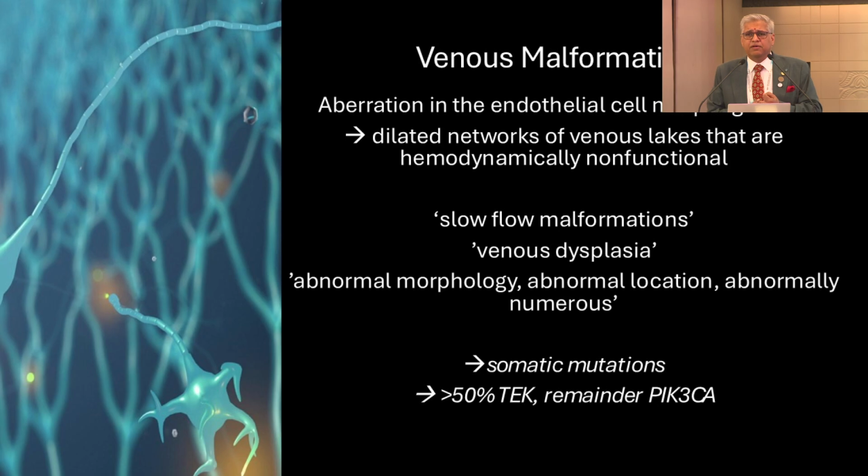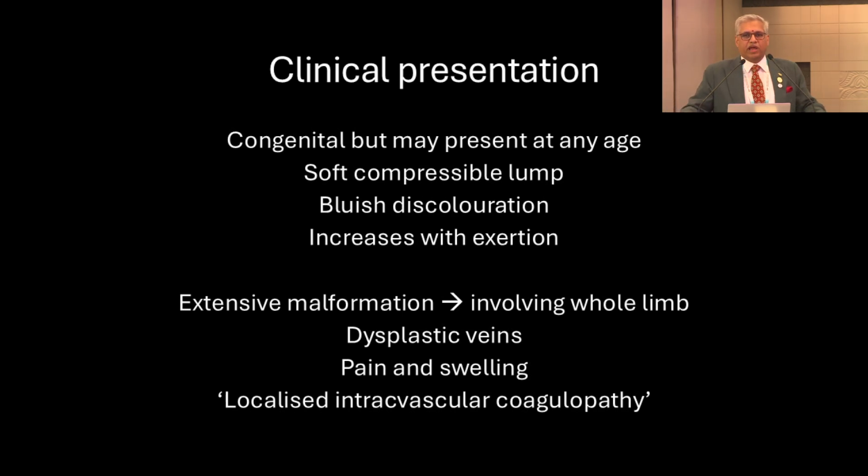A lot of these bear their origin to somatic mutations. More than 50% are related to the TEK gene. So basically that's the relevance in terms of looking at drug therapies, targeted drug therapies. A good majority of them are also related to the PIK3CA pathway, which you've now become familiar with over the last 3 or 4 talks. So clinically, they present quite variably.